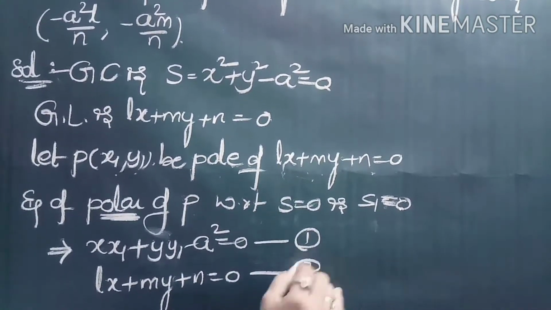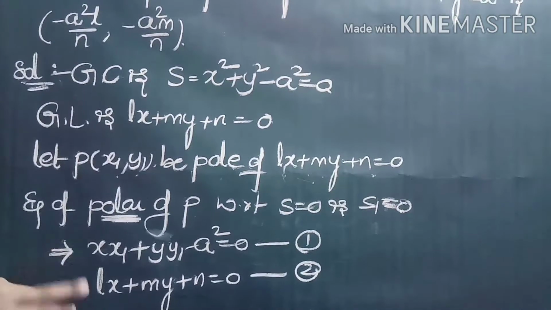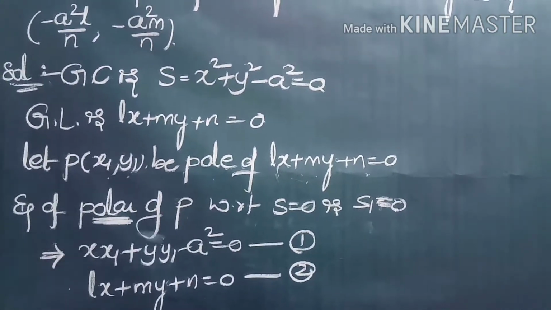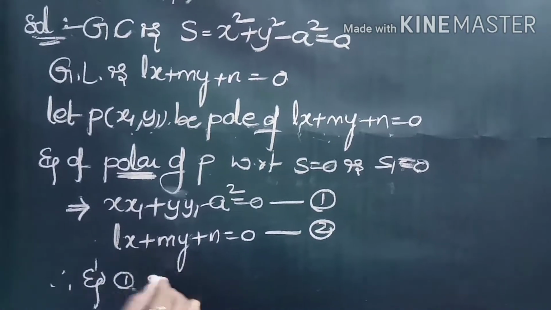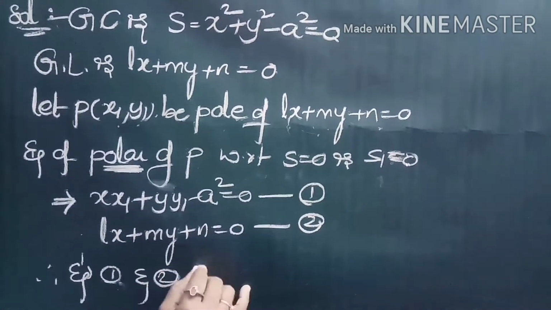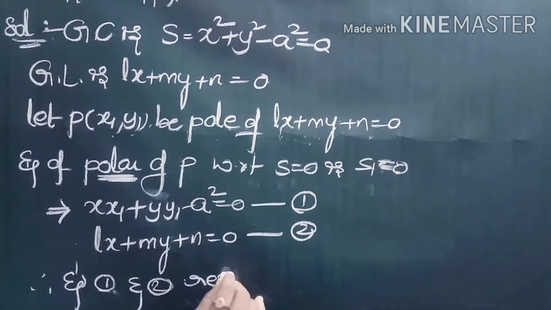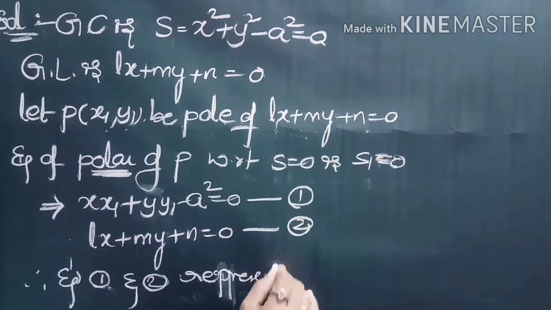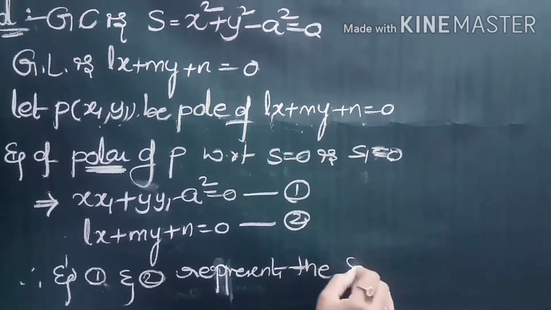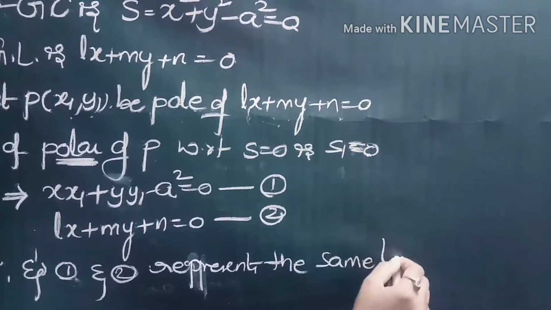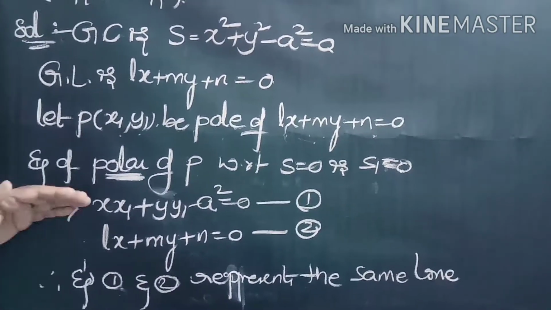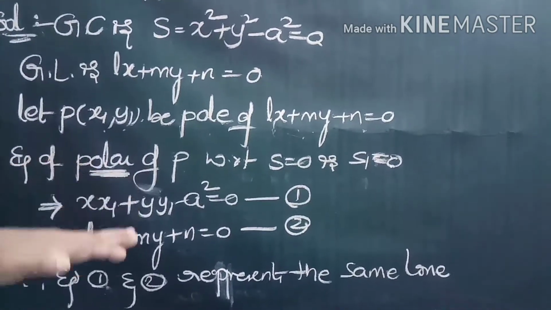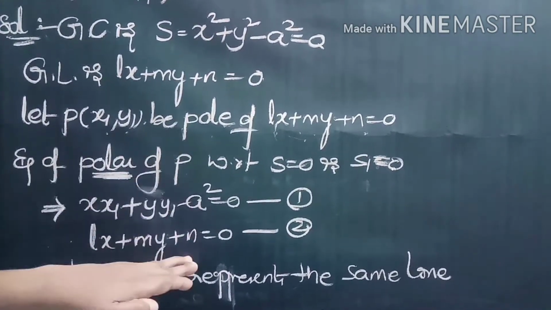Now both of the equations represent the same line, which means both of the equations represent the polar. Therefore equations 1 and 2 represent the same line. So equations 1 and 2 represent the same line, which means the condition for the equations to represent the same line is x coefficient by x coefficient equals y coefficient by y coefficient equals constant by constant.